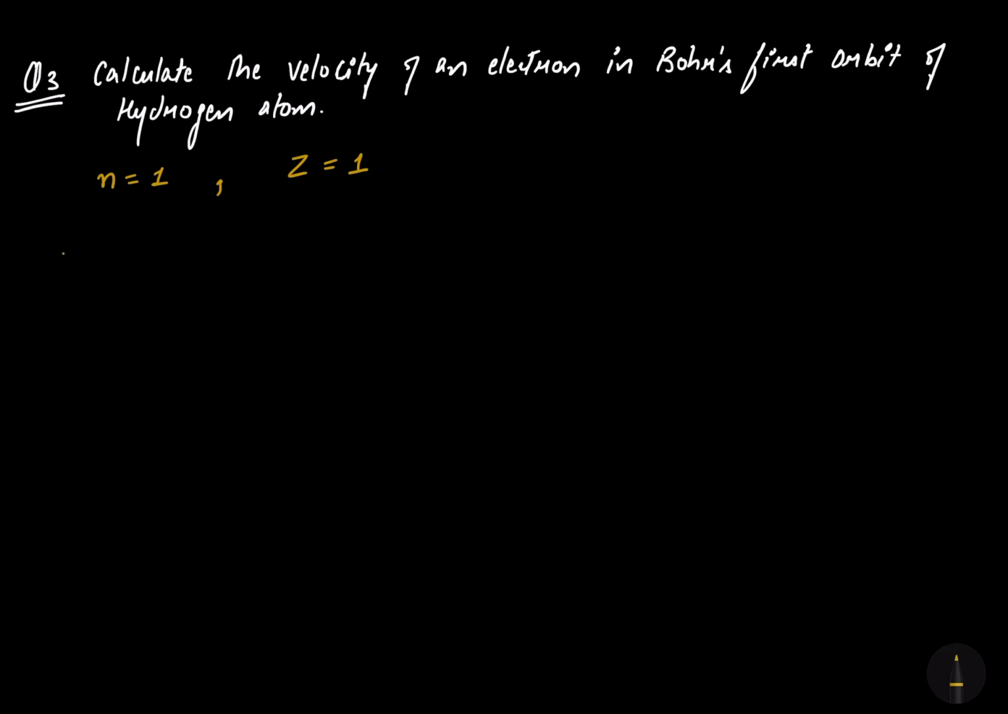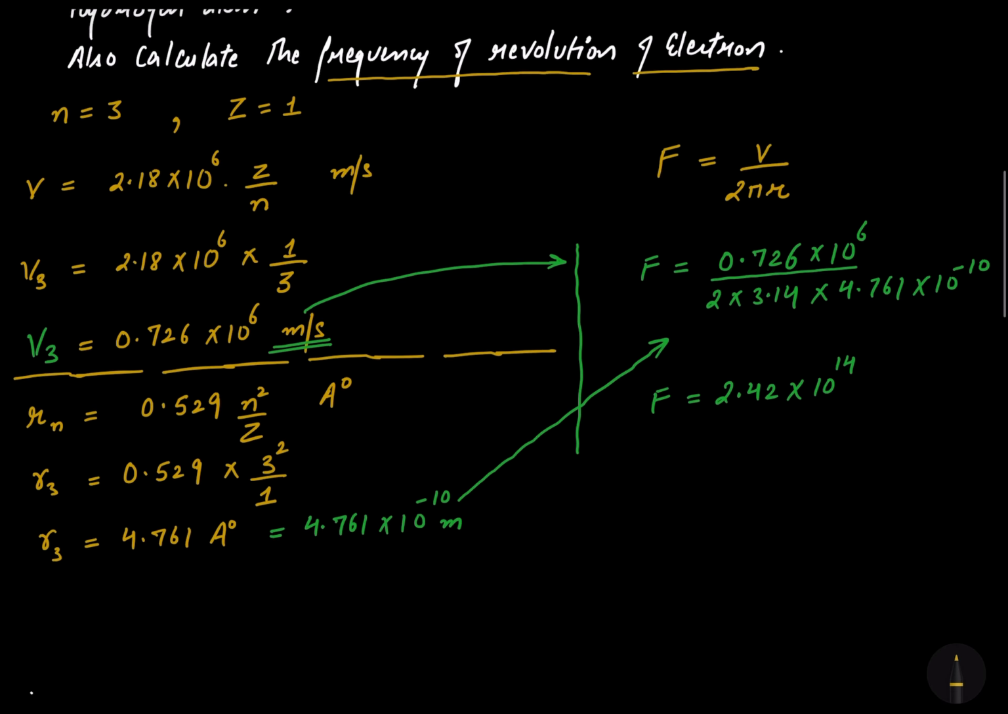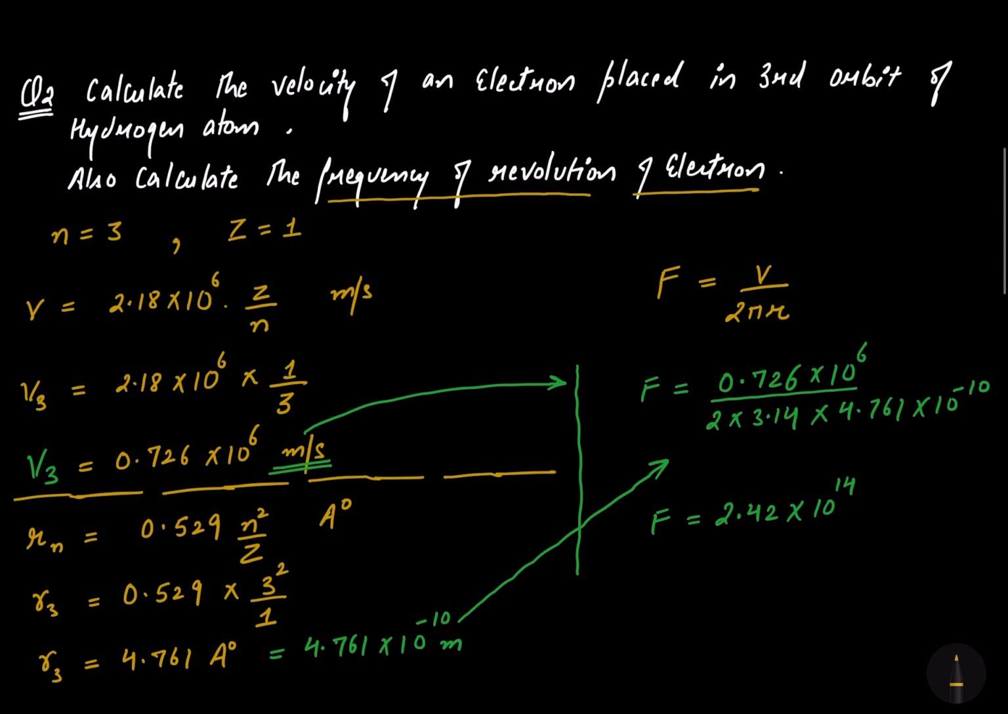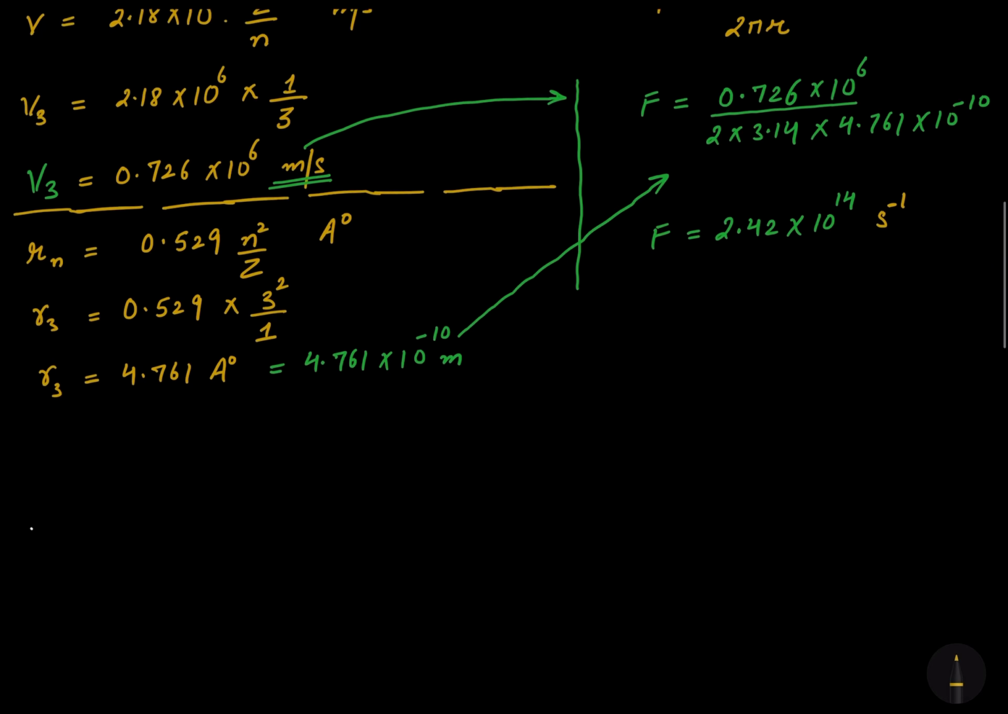What's the formula? Velocity of electron in nth orbit is 2.18 into 10 raised to power 6 into z by n, and the units are meters per second. Let's come back to the previous question, please. I forgot to write down the units of frequency. It is 2.42 into 10 to the power 14 per second. So now let's come back to the next numerical.